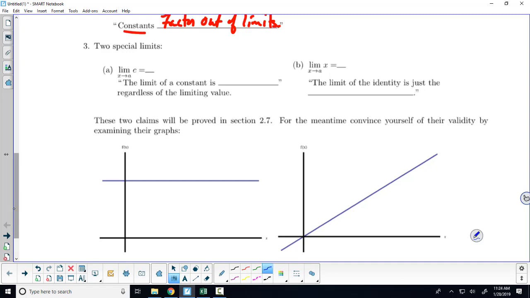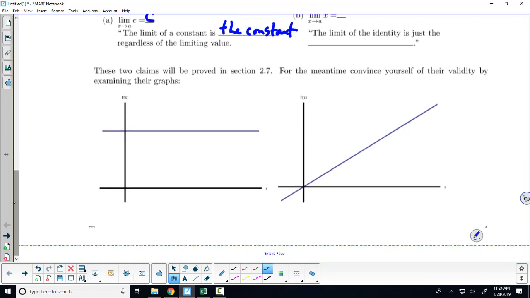The limit of a constant is just the constant. The limit of a constant is the constant, regardless of the limiting value. We're going to prove this one in section 2.7 when we officially get to the definition of limits. But let me just show you right here on this graph.